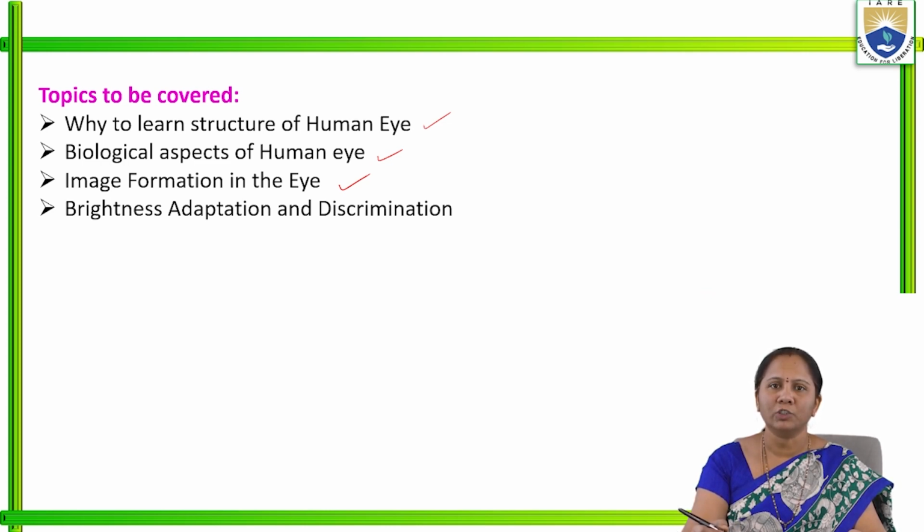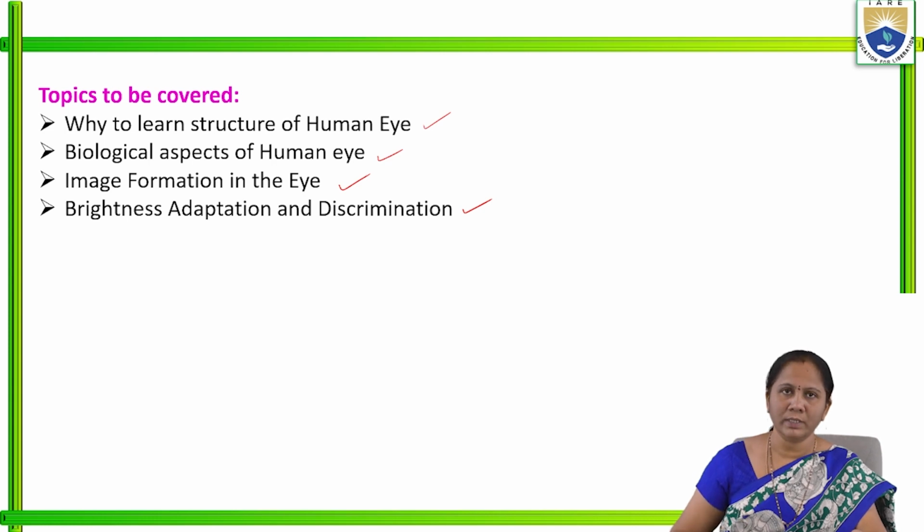After learning the structure of the human eye, we will learn how any image around us is reflected in our eye, and how that particular image is formed in the eye. And the next important topic is brightness adaptation and discrimination. So all these are the different topics we are going to learn in this session. Let us go in detail.